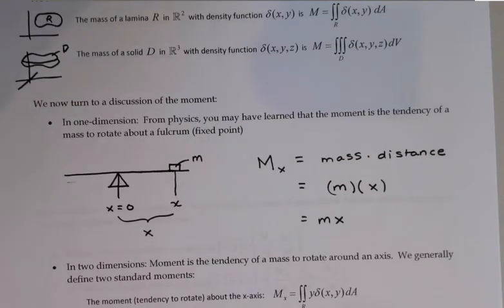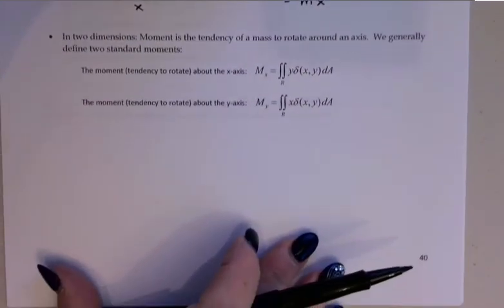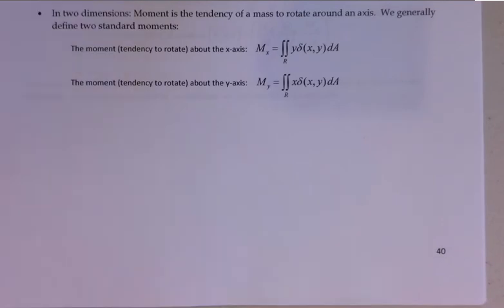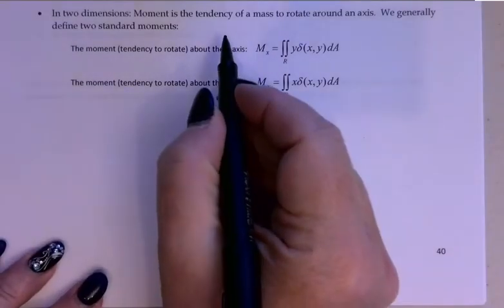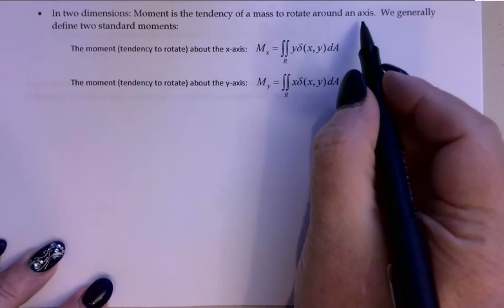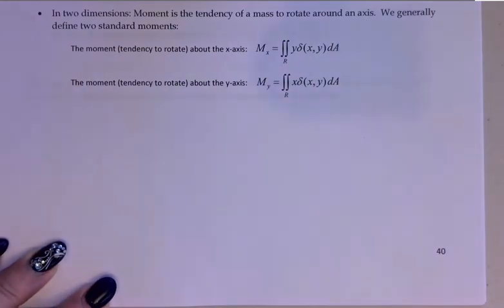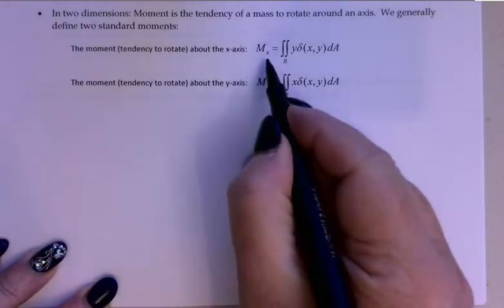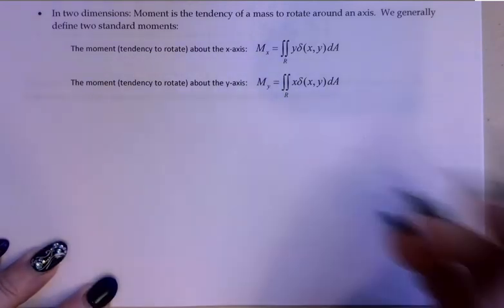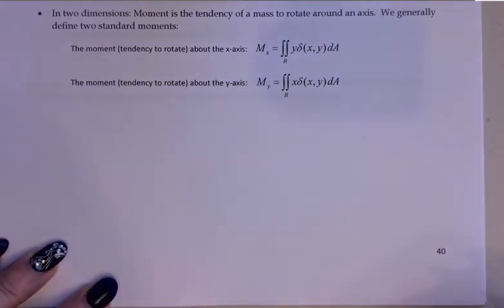Let's then go ahead and turn to the 2-dimensional situation. In 2 dimensions, moment is the tendency of a mass to rotate around a full axis, not just a point. And we typically define 2 standard moments, M sub x, the tendency to rotate around the x-axis, and M sub y, or the tendency to rotate around the y-axis. I've given you the formulas here, but let's think about those for just a moment.